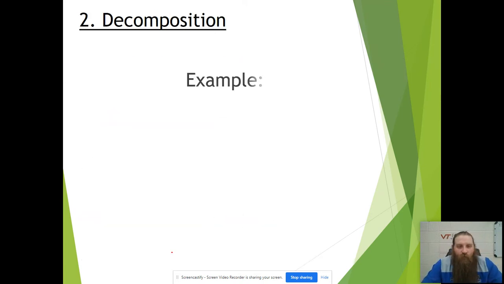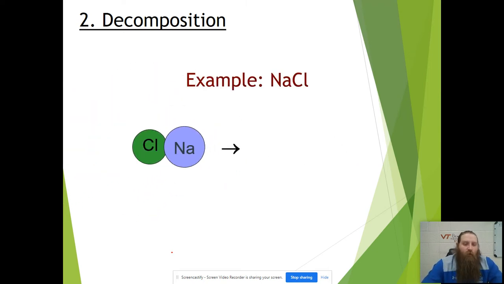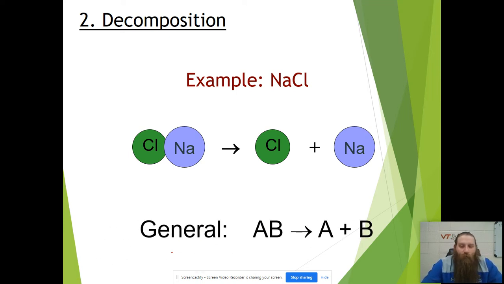Let's look at decomposition. So this is the opposite of synthesis. So just have NaCl as a reactant. It's going to break apart into Cl and Na. General form for this is going to be AB, so a single reactant breaks down into 2 products. It breaks down into its parts. Now, I want to see if I have, no, I don't.